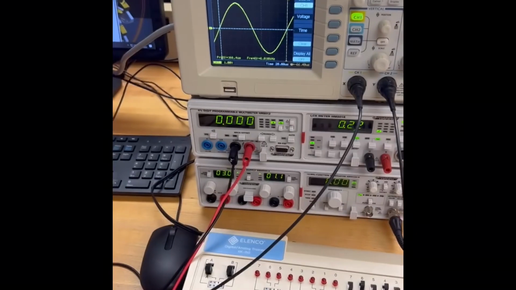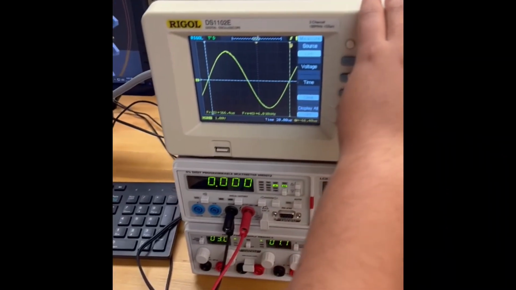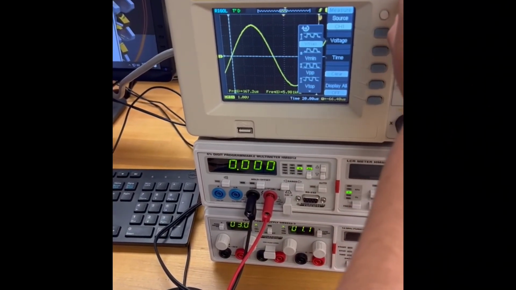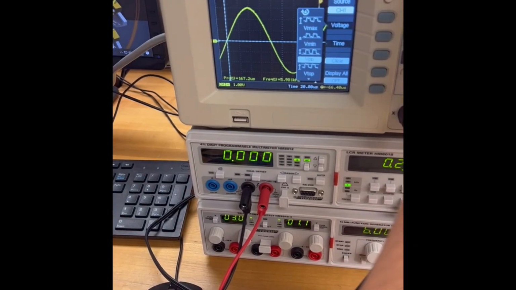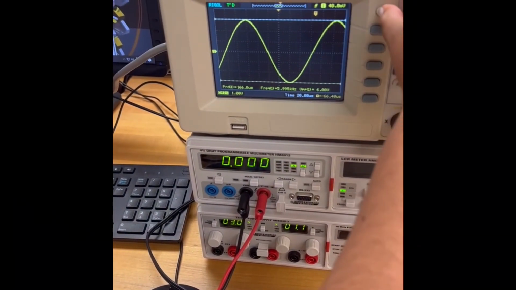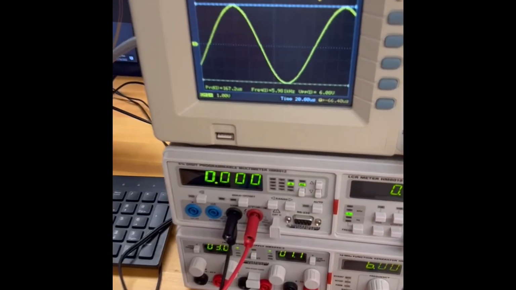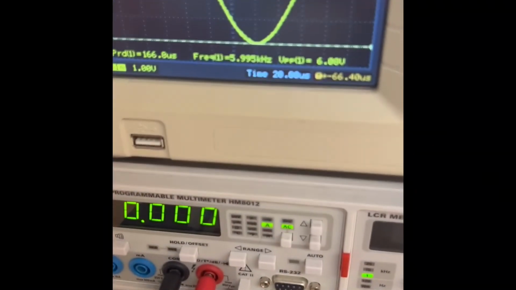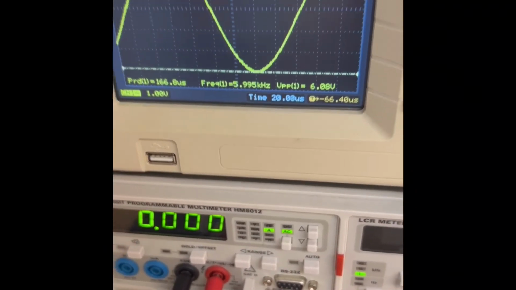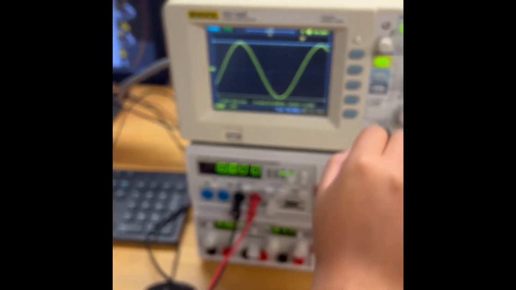Now we're going to move right along, and we are going to measure our VPP, our peak to peak. We're going to go voltage, scroll down to VPP, and go ahead and input that, and that white button clears out the measuring tool so we can see our measurement, which is 6.08 volts for our new school recording.